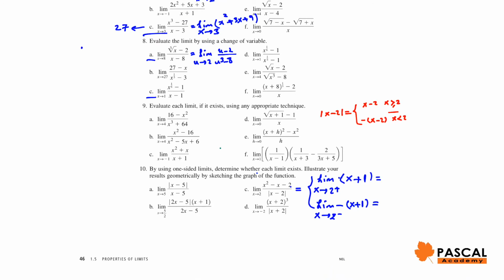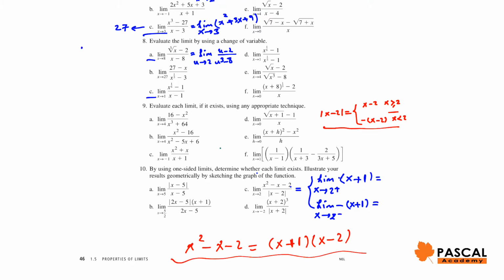Next question, question number 9, question number 10, part C. Limit of (x^2 minus x minus 2) divided by the absolute value of (x minus 2) as x approaches 2. We know x^2 minus x minus 2 can be factored as (x plus 1) times (x minus 2). This is fact number 1. Fact number 2, we know the absolute value of x minus 2 when x is greater than or equal to 2 is itself, and if x is smaller than 2 is the opposite of x minus 2.